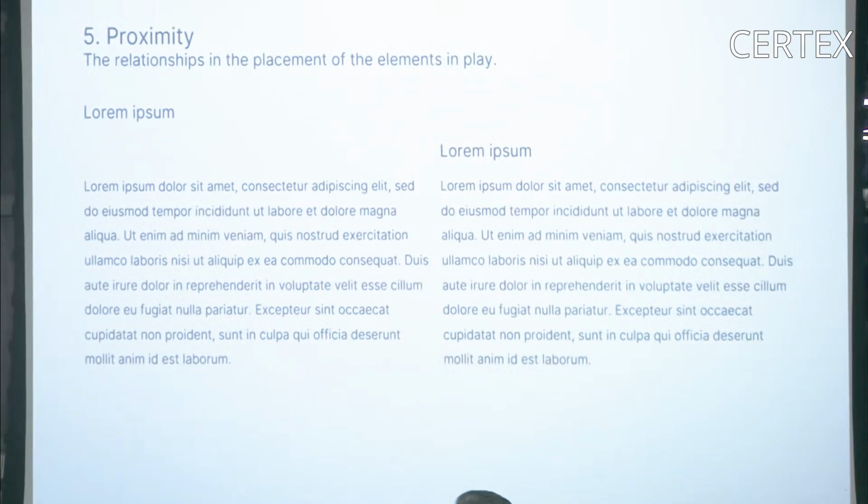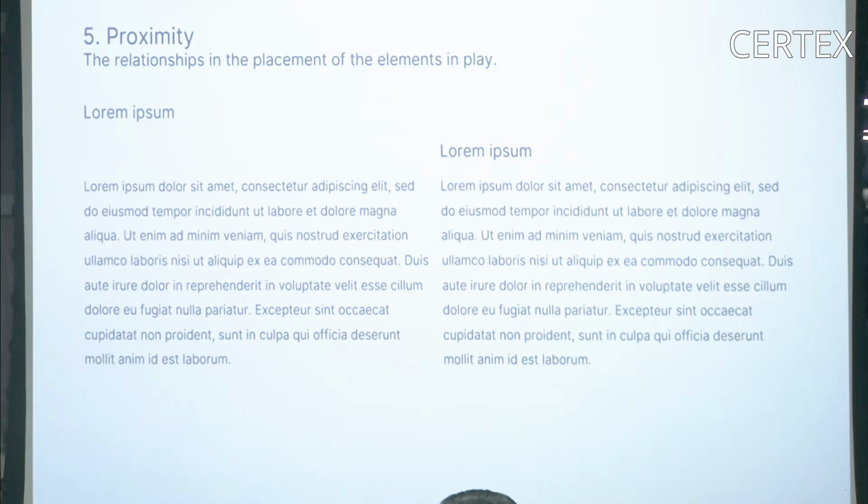Then comes the next point, which is proximity. What is proximity? Proximity is just relationship in the placement of elements that are in play in the composition. So what is happening on the left column? The title is a bit above the body text, so it looks more like a part of the main title of the slide than the body text. This is because of proximity. Basically, whoever is sitting close forms a group, and whoever is sitting at different tables creates a different group.